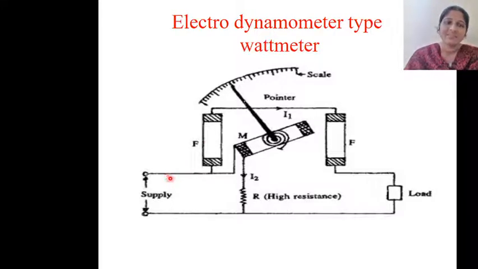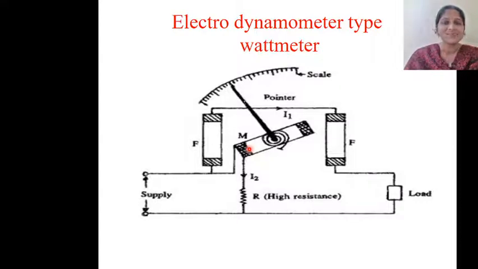Whenever the supply is given to the coils, what happens? The coils get energized. Both the fixed coils and moving coils are energized. Because of the fixed coils, one magnetic field will be produced, and because of the moving coil, another magnetic field is produced. So in total two magnetic fields are produced whenever supply is given to the wattmeter.